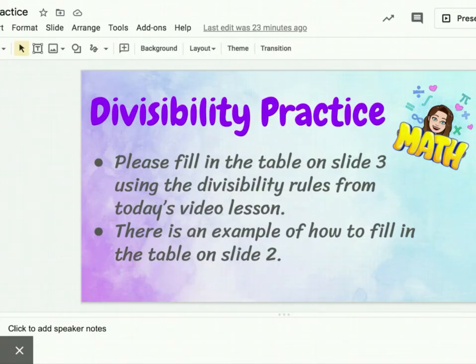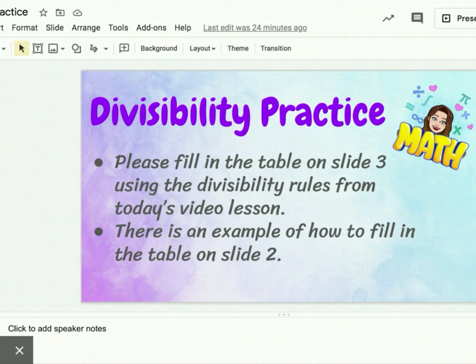All right, y'all, here is your assignment for today. So you've got a Google slide divisibility practice. You're going to fill in the table on slide 3 using your divisibility rules from today's video lesson. There's also a PDF copy of the divisibility rules for you to reference in the activity for you to use later on. Then we're going to do an example together on slide 2 of how to fill out the table.